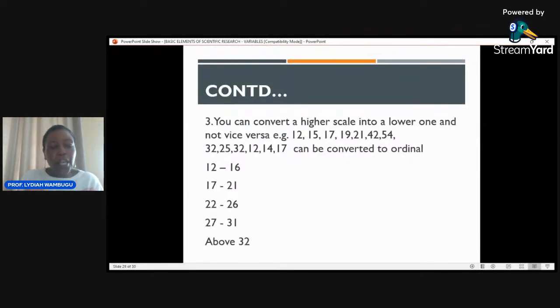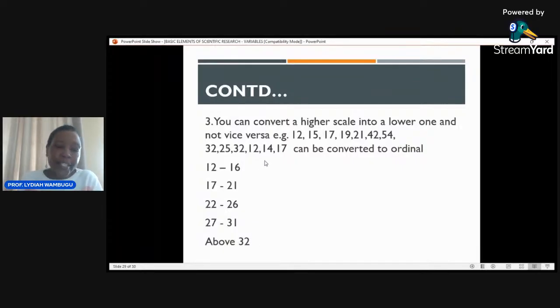The other point is you can convert a higher scale into a lower one, but you cannot do vice versa. For instance, I assume this is performance of students. Or it can be our age. So some of us are 12, 15, 17, etc. This is measured at ratio scale. And I can convert this into ordinal. I can now create groups of 12 to 16 years with a class interval of 5, 17 to 21, 22 to 26, 27 to 31, above 32. I've only used the data that I have.